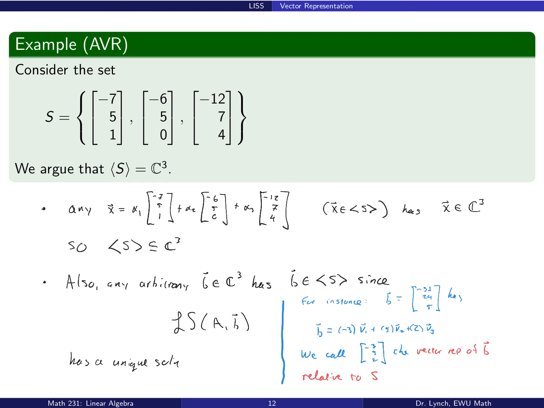Okay, for instance, this vector B, (-33, 24, 5), has B equal to -3 times the first vector. Here I'm calling these V1, V2, and V3. So -3 V1 plus 5 V2 plus 2 V3. And we call (-3, 5, 2) the vector representation of B relative to the set S. Okay, this is going to come up later, being able to represent a vector as a vector representation of a span.